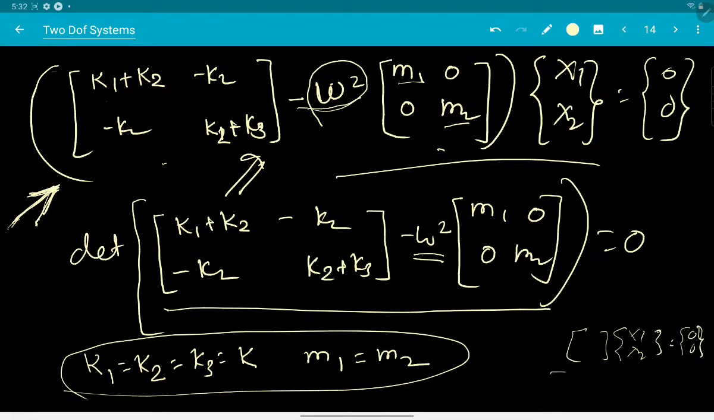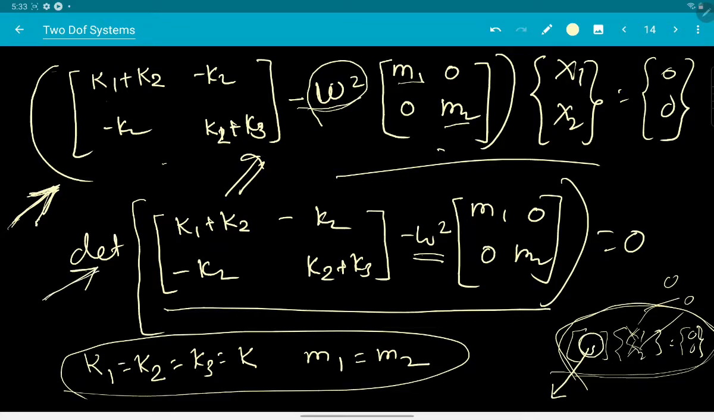Now, obviously there is one case where x1 and x2 are both zero. In that case you are going to get a solution, as you are able to satisfy this equation. However, if you are interested in the non-trivial solution, where x1 and x2 are not both 0, then the determinant of this particular matrix should be equal to 0. That's what is written over here: the determinant of K minus omega square M should be equal to 0.